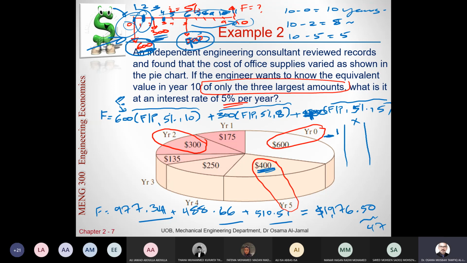The fifth entry, which is at year 4. How much is it? 0. The sixth entry, which is at year 5, 400. Then the 7th, 8th, 9th, 10th, 11th entries. I'm talking about the entries. All of them are zeros. Just put 0 for each one of them.